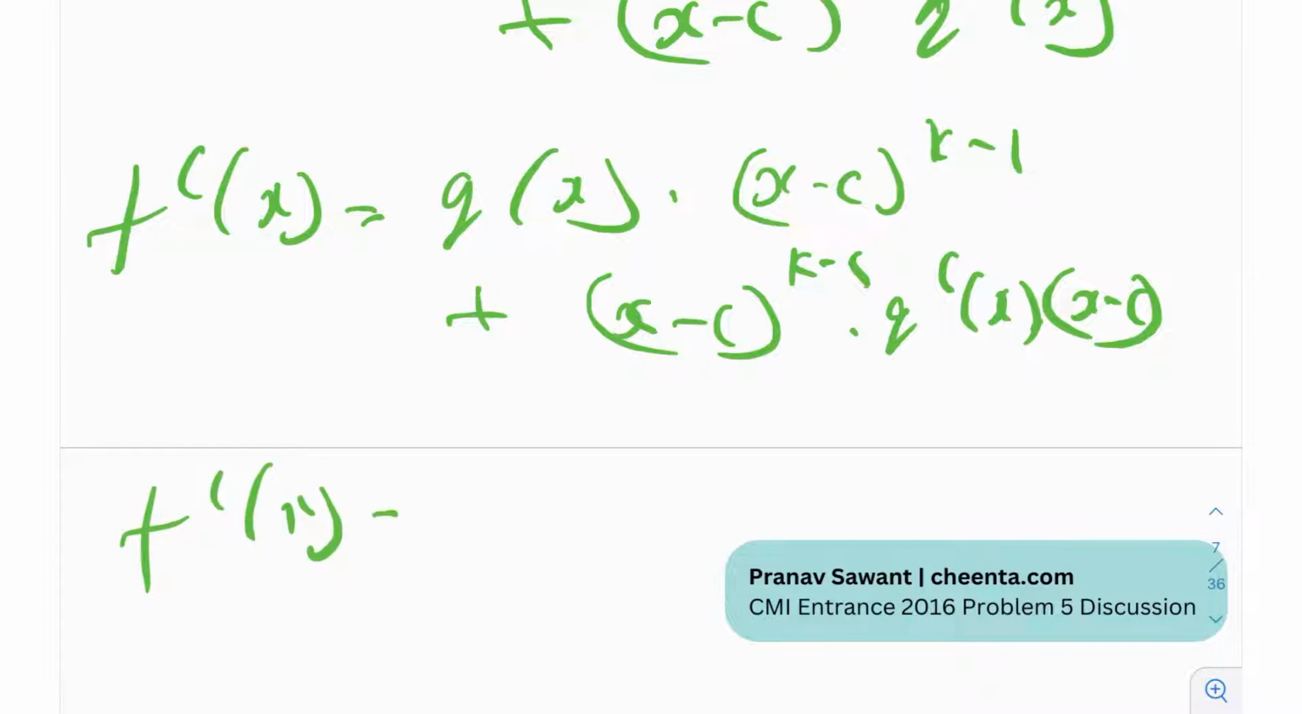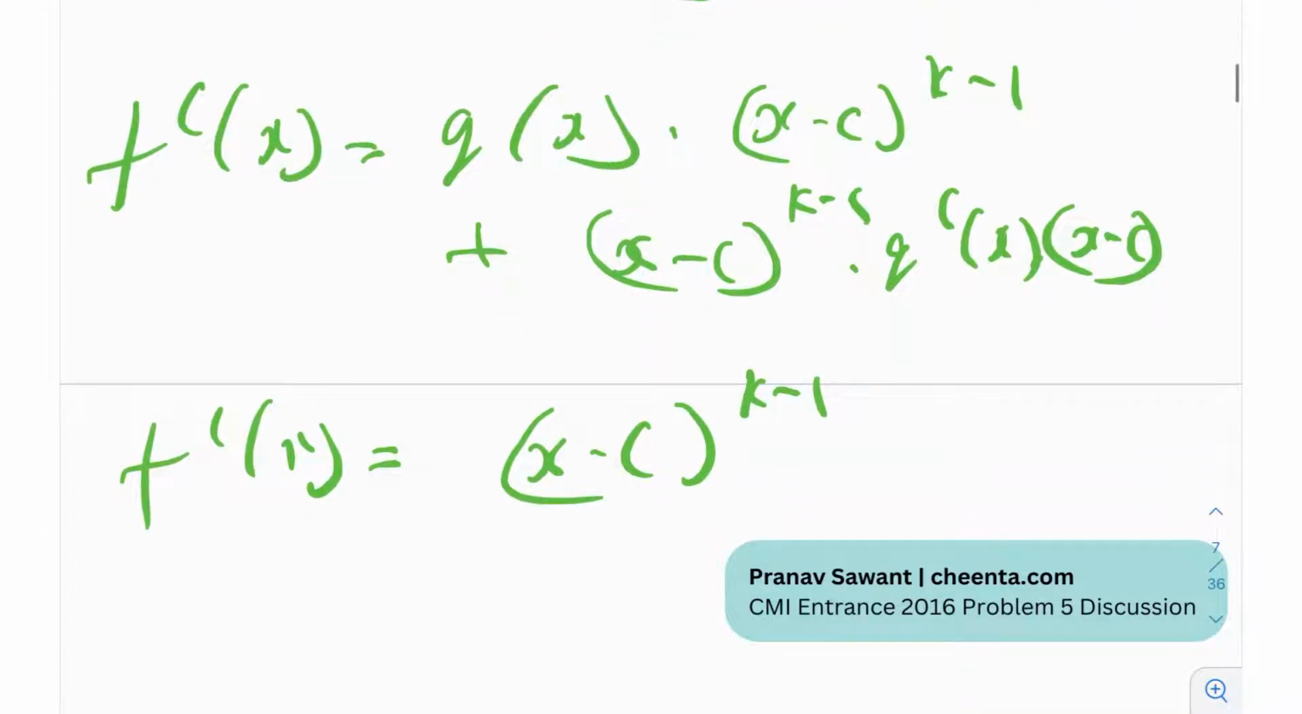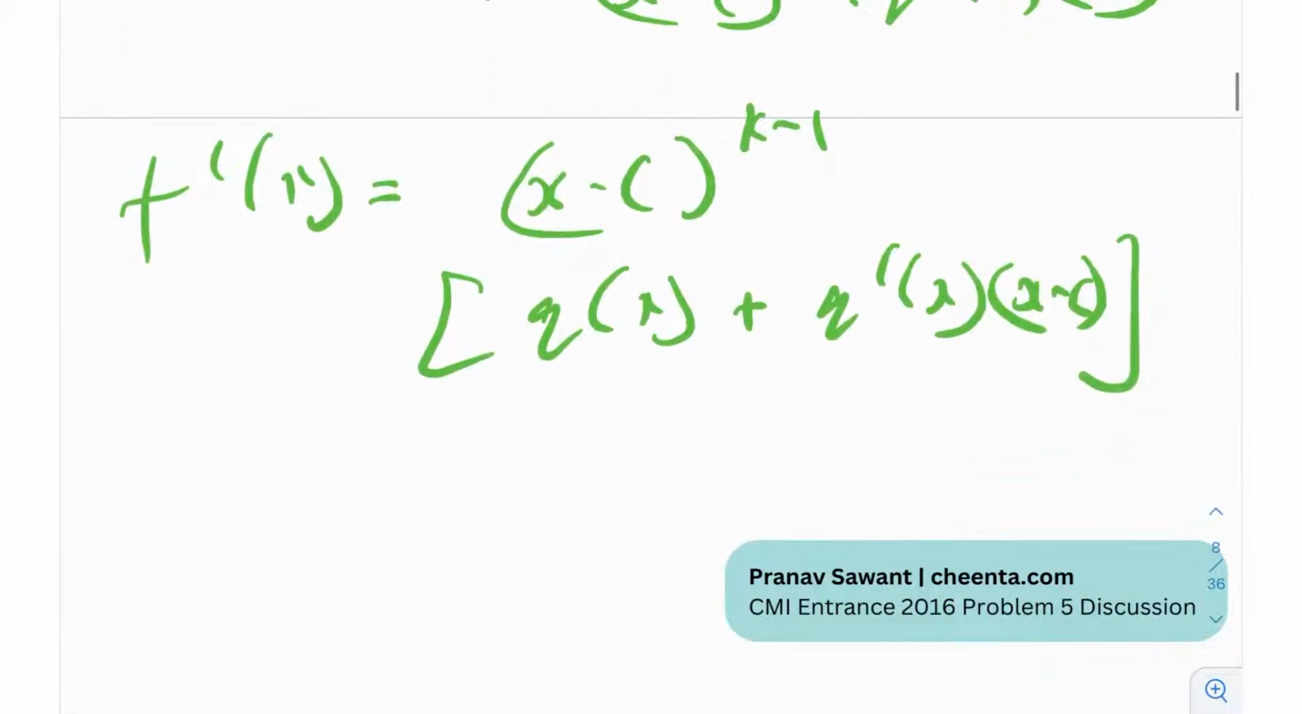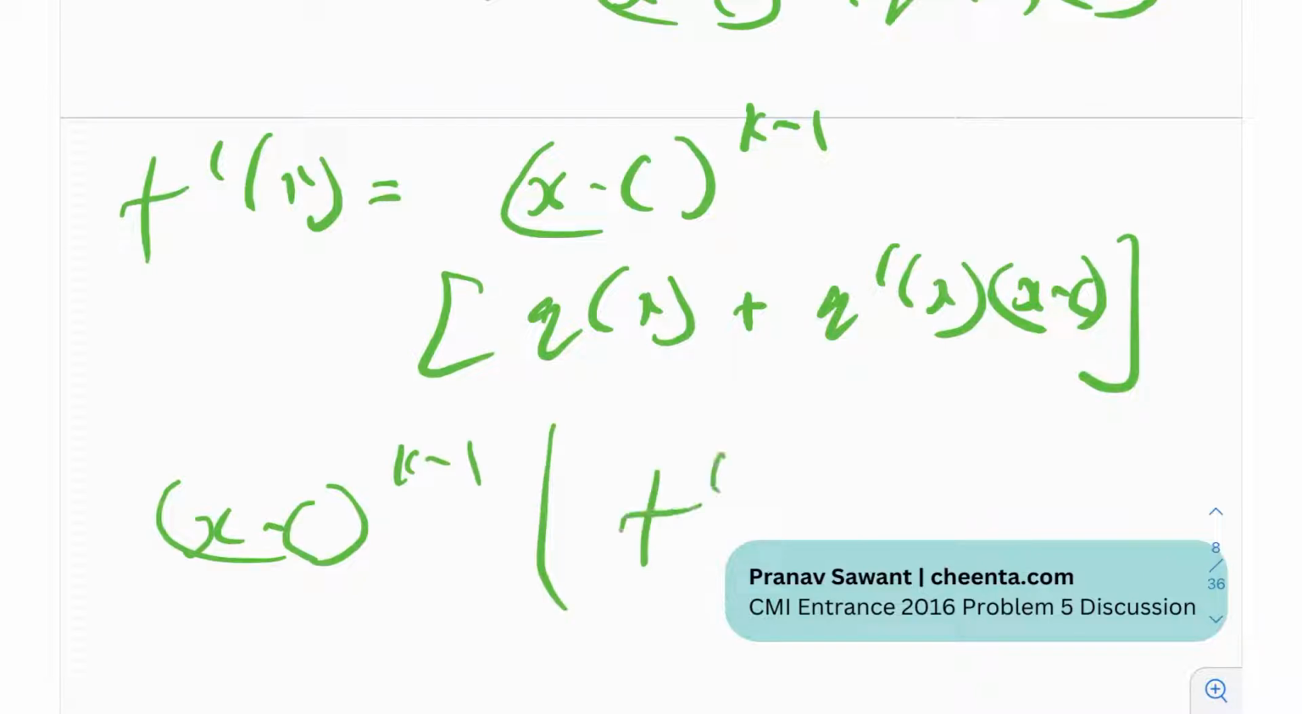So f prime x essentially then becomes (x minus c) raised to the power k minus 1. If I take that common, I will be left with q of x plus q prime x times (x minus c). So we can actually see that (x minus c) raised to the power k minus 1 divides f prime of x, and this theorem is hence proven. That's what we wanted to prove.